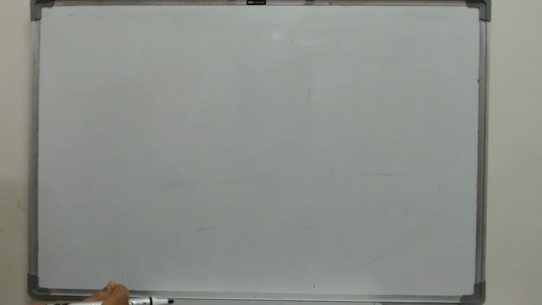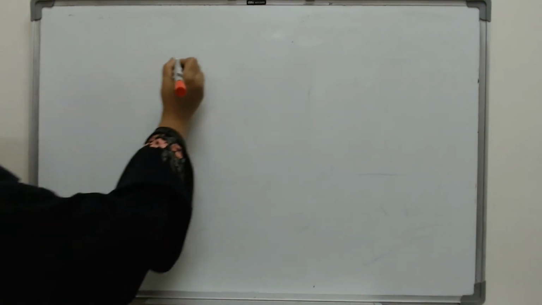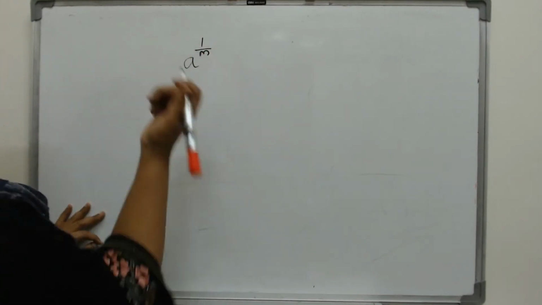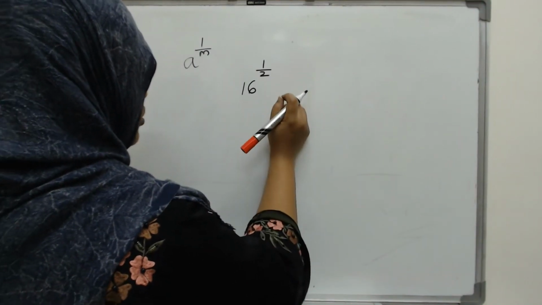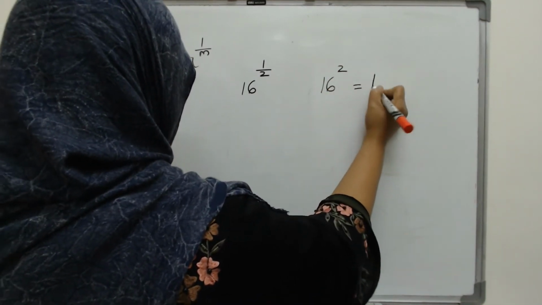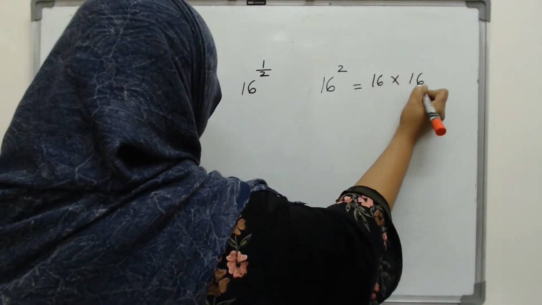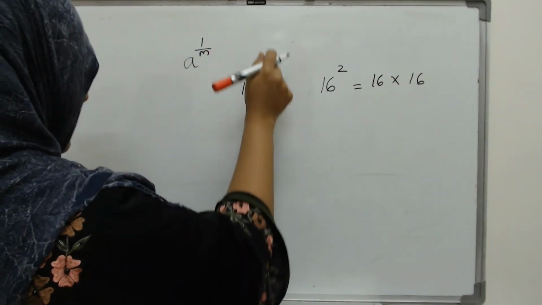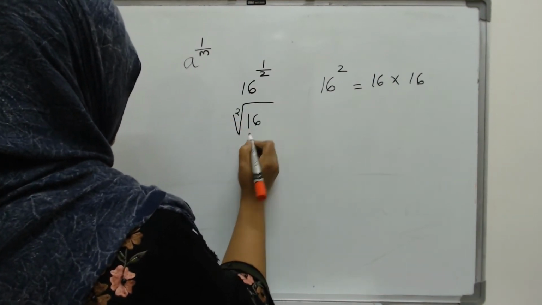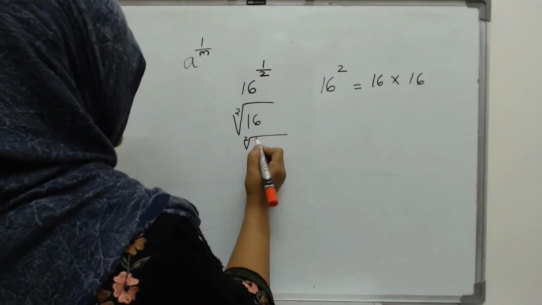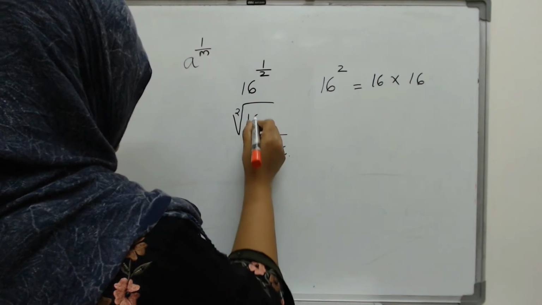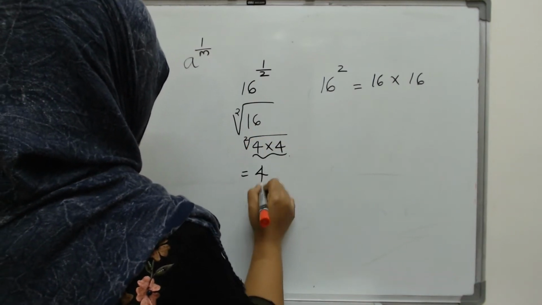Now there is another rule which is not actually for beginners. I would just mention it. What does a raised to 1 by m mean? What is 16 raised to 1 by 2? We know what 16 raised to 2 is. It is 16 into 16, right? But then 16 raised to 1 by 2 means square root of 16. That would be 16 is 4 into 4. 4 multiplied 2 times gives 16. So this is actually equal to 4.